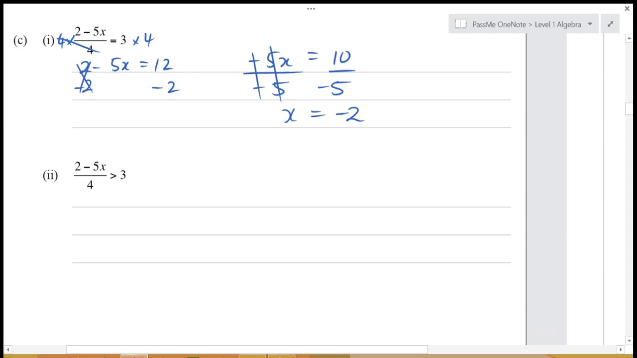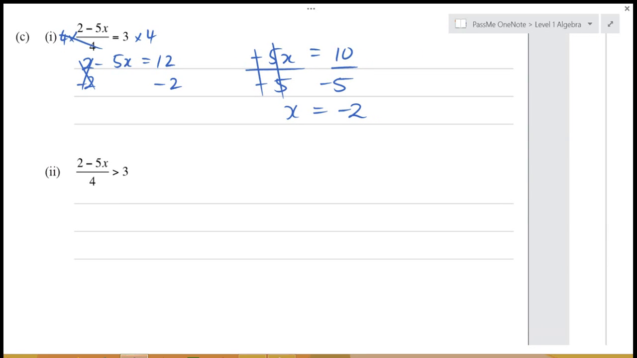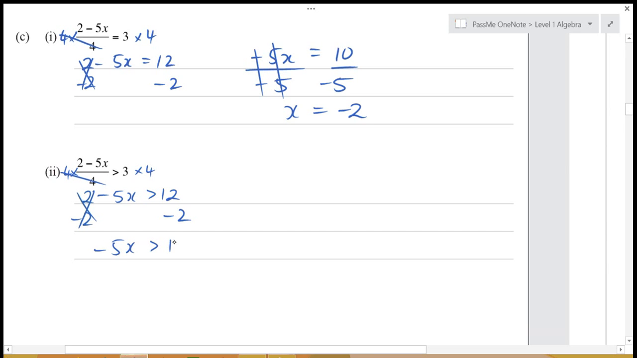These are solved more or less the same way as an equals equation, except for one rule that we have to observe, and I'll show you that when we get there. So we'll start by times on both sides by 4, like we did before. So I've got 2 minus 5x is greater than 12, and we'll subtract 2 from both sides again, so our 2's cancel out, and we're left with negative 5x is greater than 10.